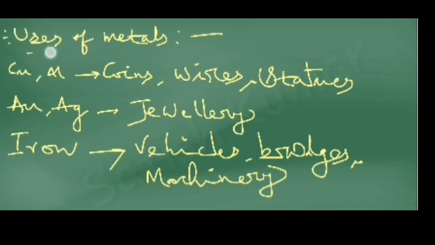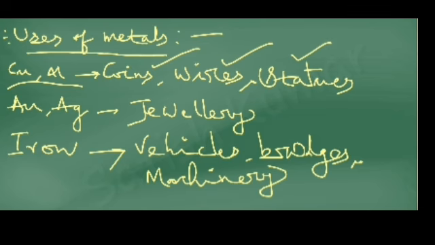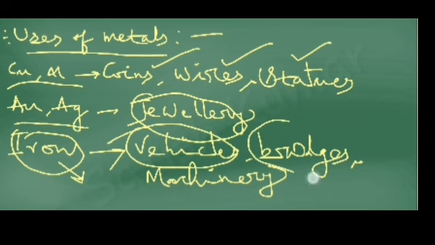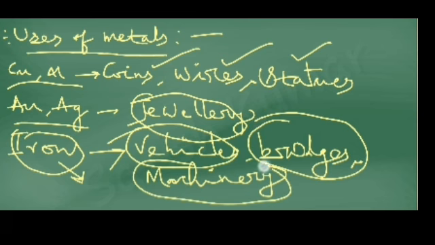Of metals, let us see how they are used in daily life. Few uses I am going to tell you. Copper and aluminum are used to make coins, wires and statues. Gold and silver are used to make jewelry, and iron is the most useful material. This is used to make vehicles, bridges, machinery and whatnot. Iron is used to manufacture many things.